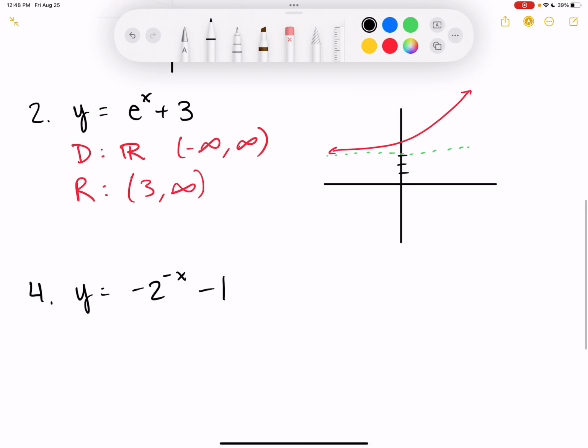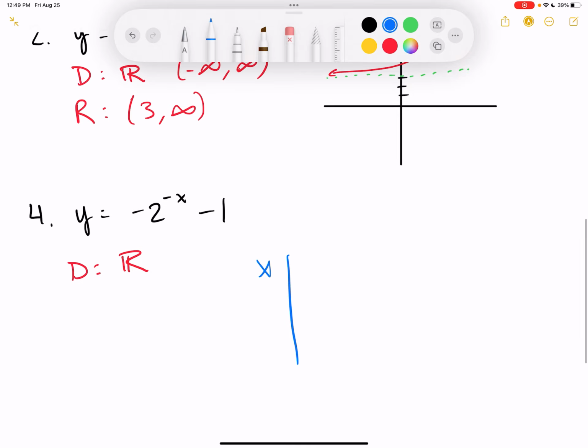But again, what do we still know about domain? Domain is all real numbers. Now, we know because of that negative 1 that it shifts down. It's going to shift down, but the graph is going to be inverted because of the negative. So that's why I want to show you with points what it looks like, so that if you didn't have it in front of you, you could see what it looked like. So let's do negative 1, 0, and 1 and just see what happens.